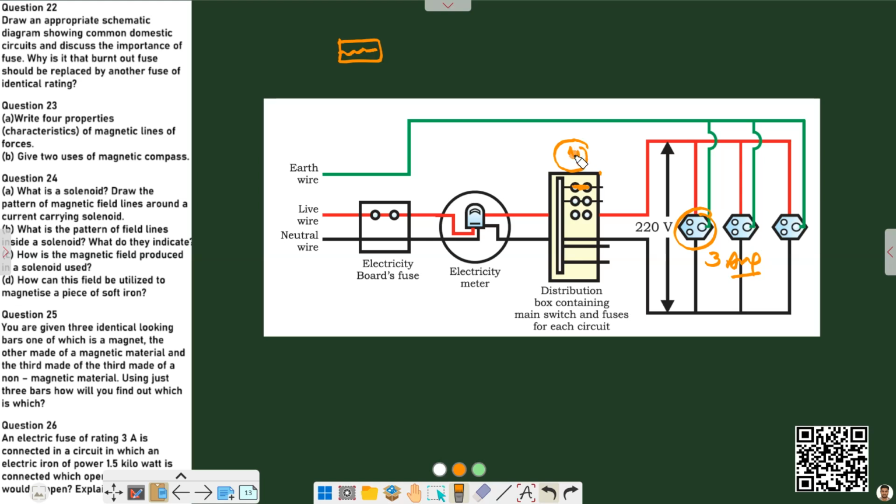It will only melt when a current of 4 ampere flows through it. So that's why we should not replace any fuse with a higher rating. We should replace it with an identical rating value. So that's how question number 22 is completed.